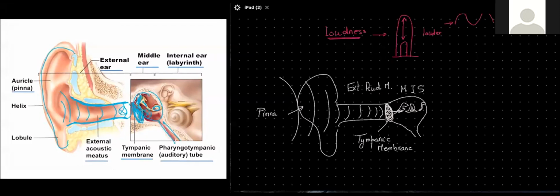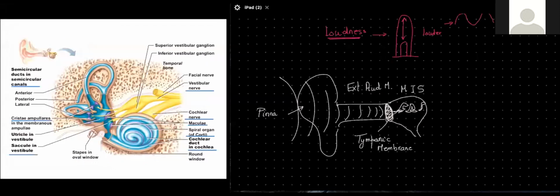The vibration will then travel from the middle ear to reach your internal ear. Your internal ear is formed of three main organs. First one is going to be the cochlea. Second one is the vestibule. And the third one is going to be my semicircular canals. Each of the three is going to be responsible to detect a different sensation than the other. The organ that's going to be responsible to detect hearing is going to be the cochlea. This is where I have the organ of Corti, which is the receptor responsible to detect hearing.